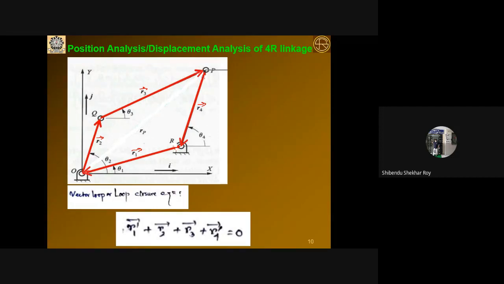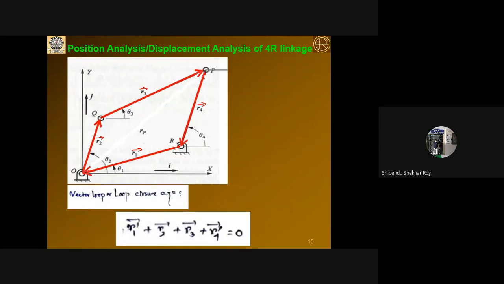In this representation, magnitude of that means the magnitude of the vector, that means length is known. You got it, because node to node distance is the length. The mod of R2 is the length of the first move link. Mod of R3 is the length of the second move link. Mod of R4 equals the length of the third move link.